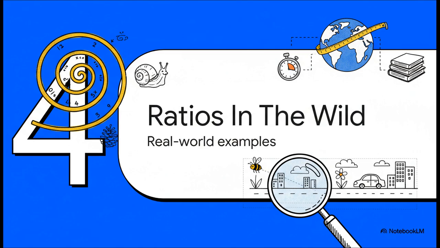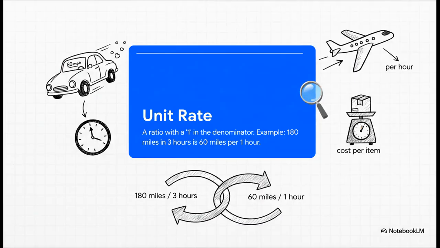This is where ratios stop being just numbers on a page and become a legit tool you can use every single day. You probably use a special kind of ratio called a unit rate constantly without even realizing it. A unit rate just tells you how much for one. Think about it. Miles per hour, dollars per gallon, price per ounce. It's all about simplifying that second number down to 1.